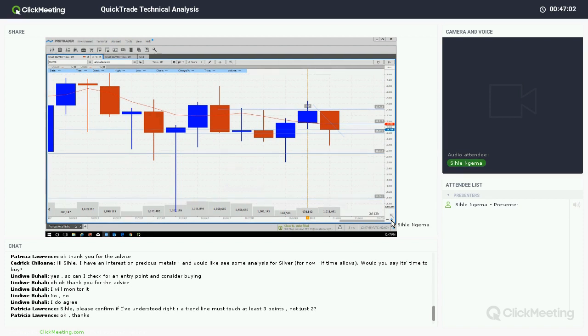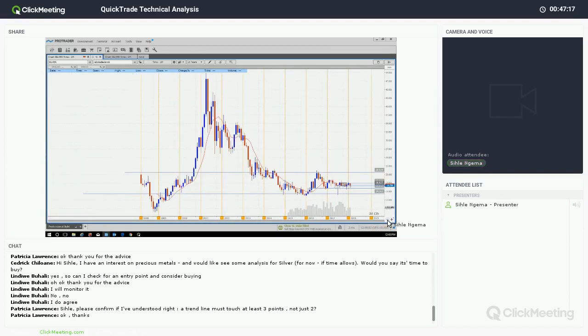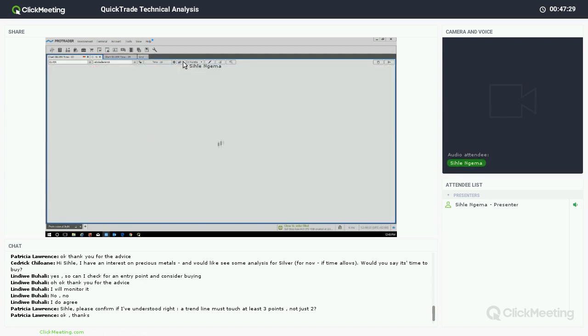1740 on the monthly is the level to look out for. If not 1740, maybe 1760. I think 1760. This one is very difficult, Cedric. It hasn't really given us anything to look forward to. It's just been trading sideways. I cannot really see anything exciting about this one.